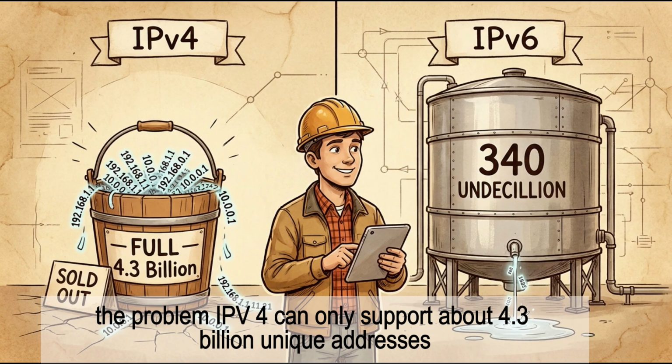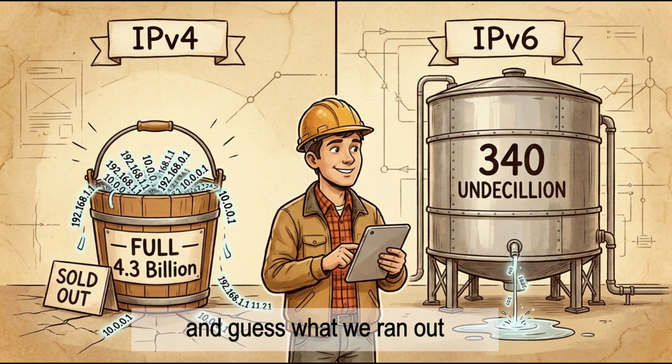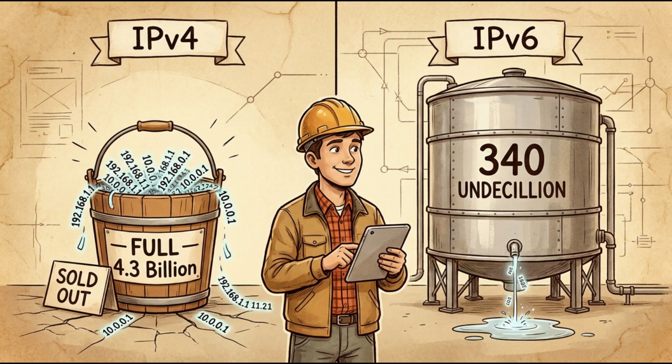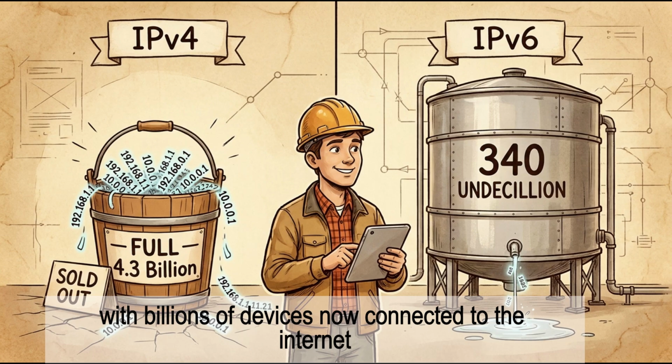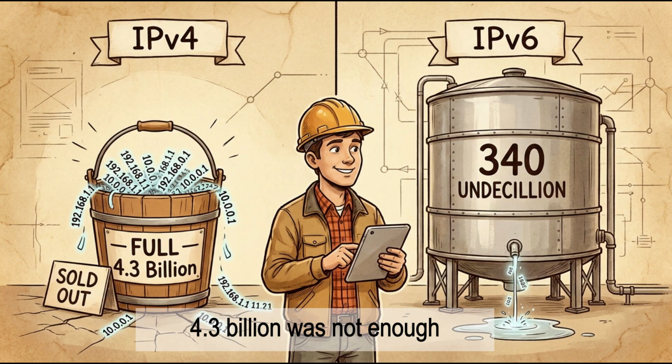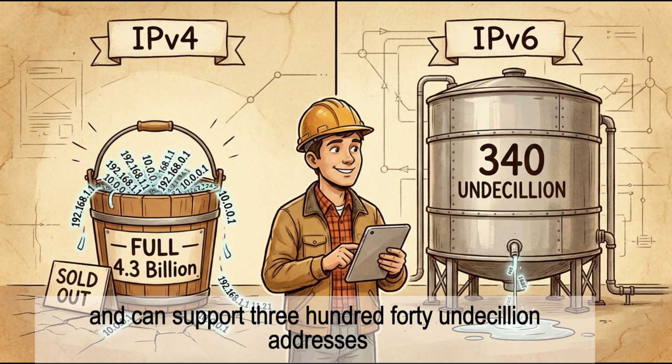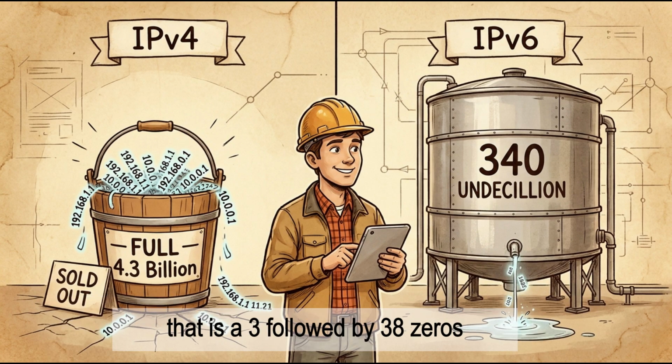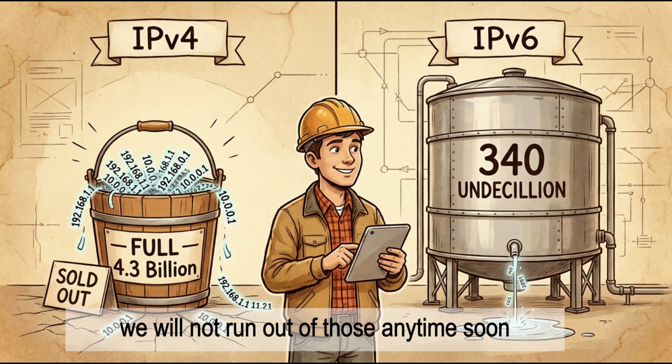The problem? IPv4 can only support about 4.3 billion unique addresses. And guess what? We ran out. With billions of devices now connected to the internet, 4.3 billion was not enough. So engineers created IPv6, which uses a longer format and can support 340 undecillion addresses. That is a 3 followed by 38 zeros. We will not run out of those anytime soon.